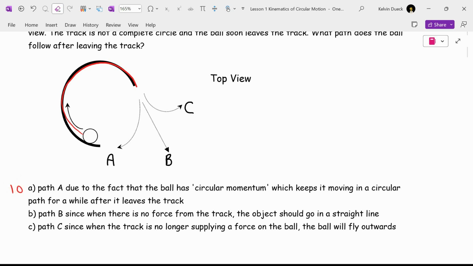No, it's going to be path B, Newton's first.